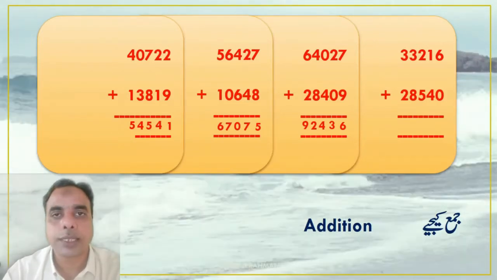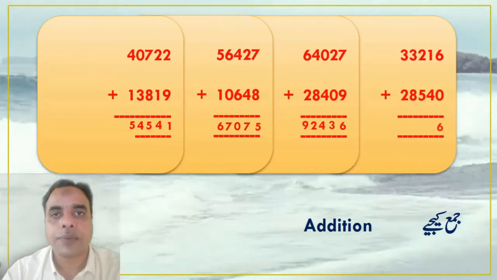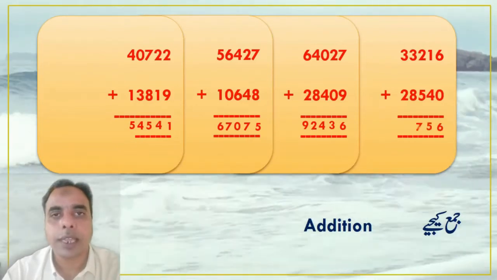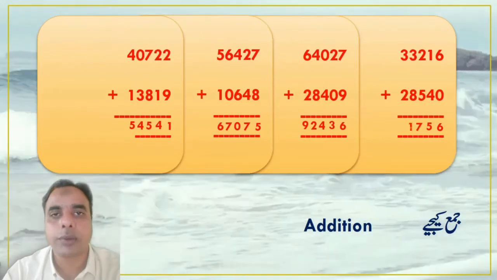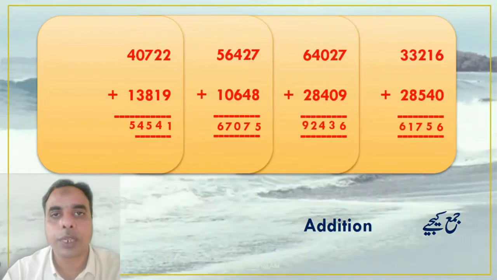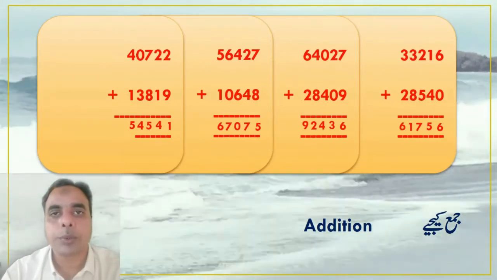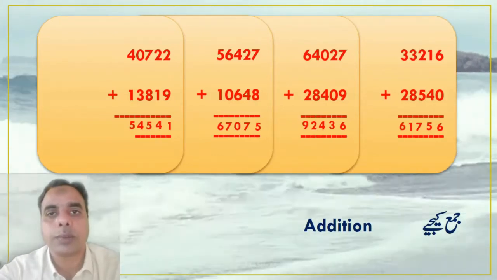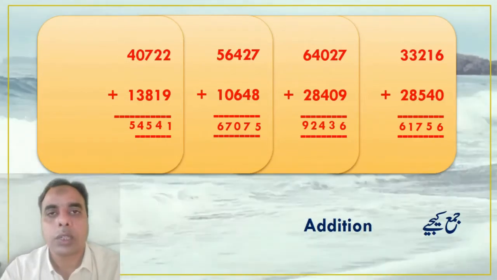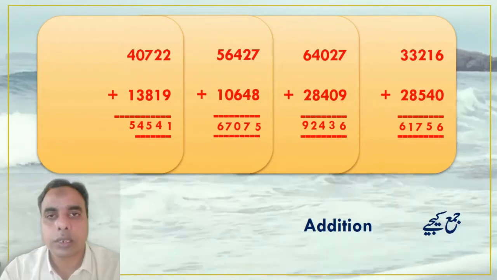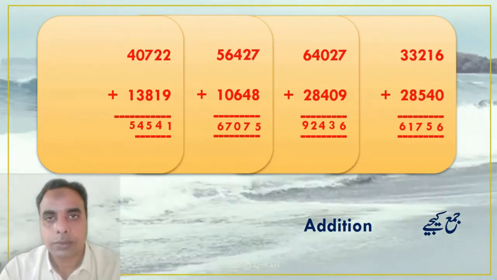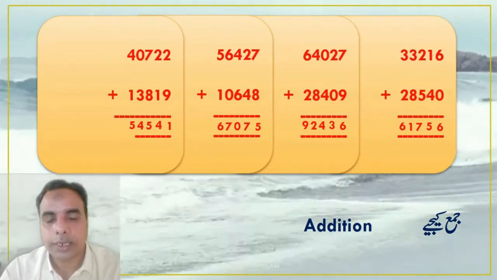So we'll move to the next question here, question number 4. 33,216 addition with 28,540. So 6 plus 0 is 6, 1 plus 4 is 5, 2 plus 5 is 7, 3 plus 8 is 11, 1 will be carry over. So 3 plus 1 is 4, 4 plus 2 is 6.